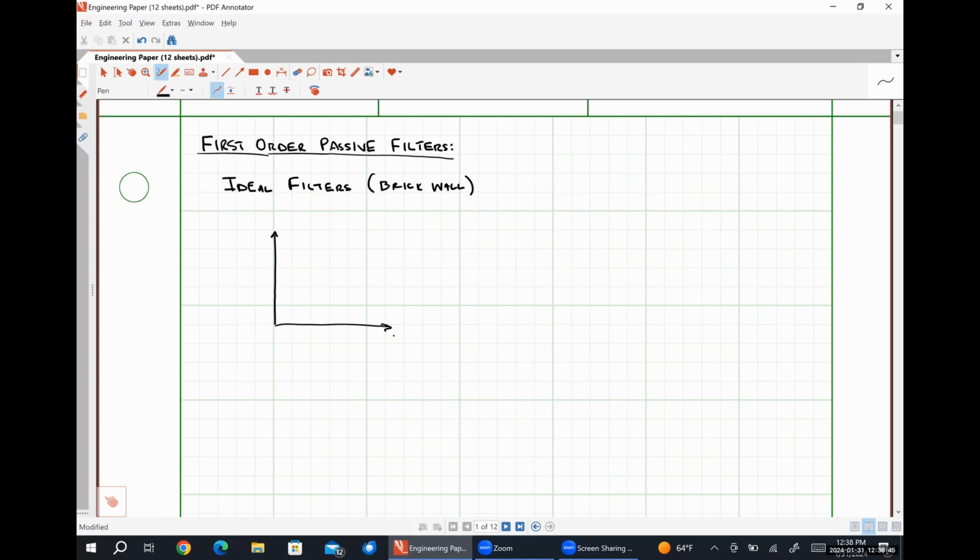So on my vertical axis, I'm plotting H as a function of omega. And technically speaking, this is just going to be the magnitude of H. And we'll talk about what H is here in a moment. And then on my horizontal axis, we have omega. Okay. So our first filter might be something like this.